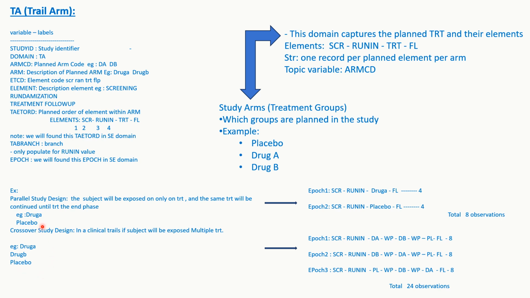So here in the parallel study, we can see only 8 observations. Those 8 observations will be: screening, randomization, drug A, follow-up, which is 4 observations. Then one more: screening, randomization, placebo, follow-up, then 4 observations. Only these four, so a total of 8 observations is possible, right? Coming to the crossover study, we can see almost 24 observations. How this data will be captured, we'll see in the next slide.